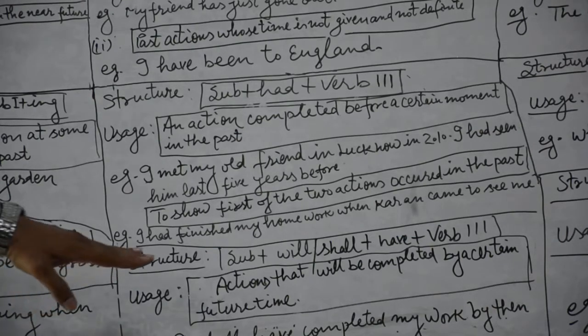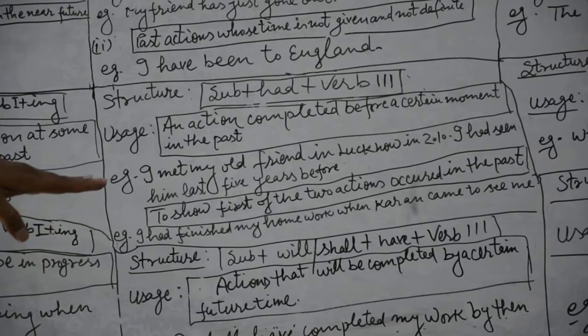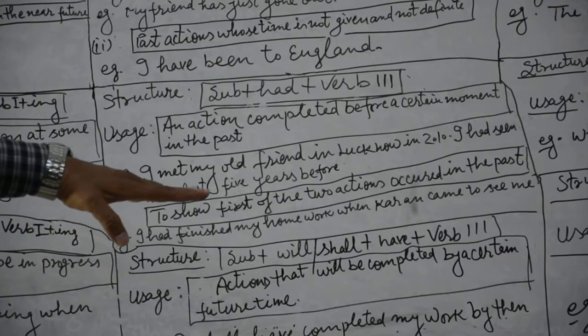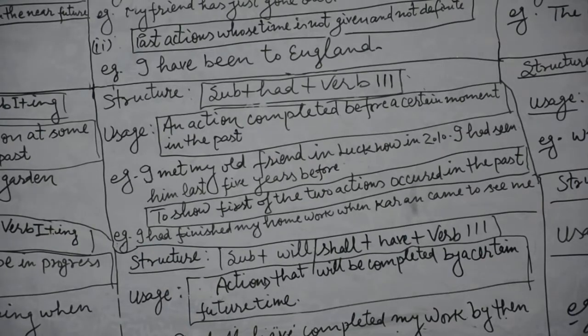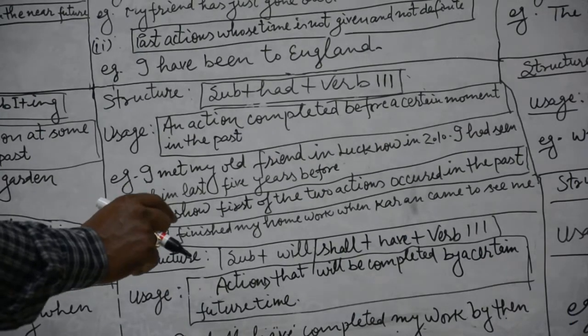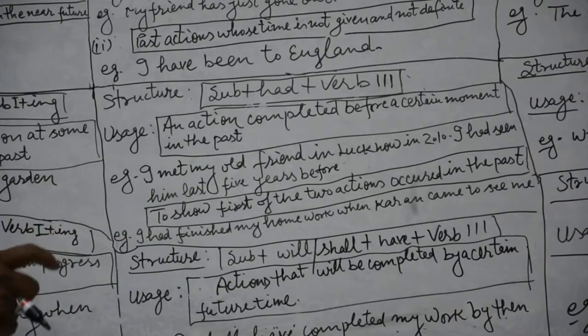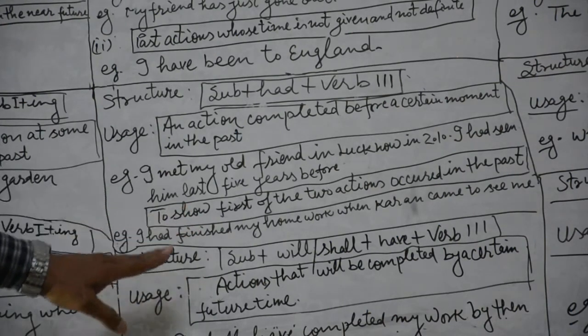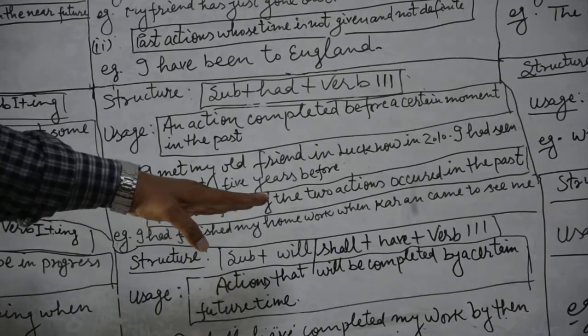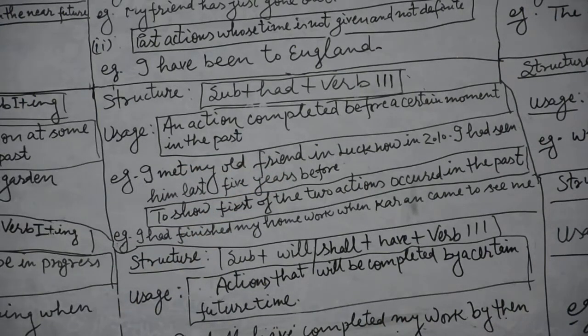For example, I had finished my homework when Karan came to see me. In this sentence, which action took place first? I finished my homework. So this is expressed in past perfect. I had finished my homework when Karan came to see me. Now we come to past perfect continuous.